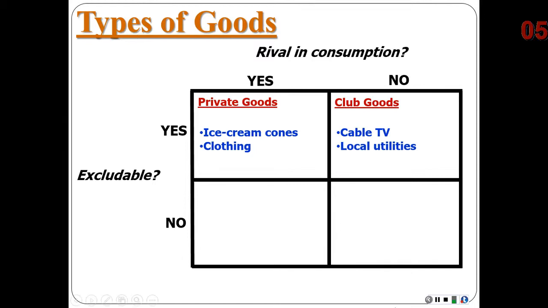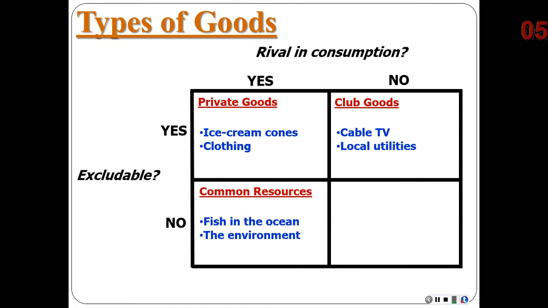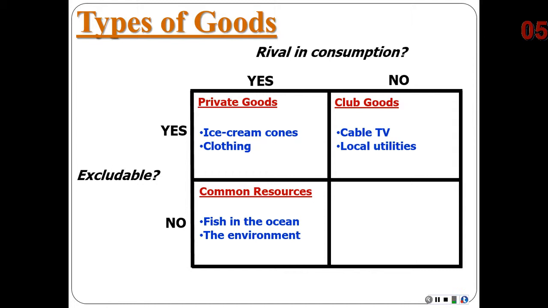Now we want to get to these bottom two categories. What happens if something is rival in consumption but not excludable? Okay, this is what we call common resources. This is things like fish in the ocean. Fish, it can't reasonably be prevented from going out and taking a boat out into the ocean and doing some fishing. But fish I catch and lobster I catch and crabs I catch are now fish and crabs and lobster that are no longer in the ocean for someone else to catch. And so it is rival.